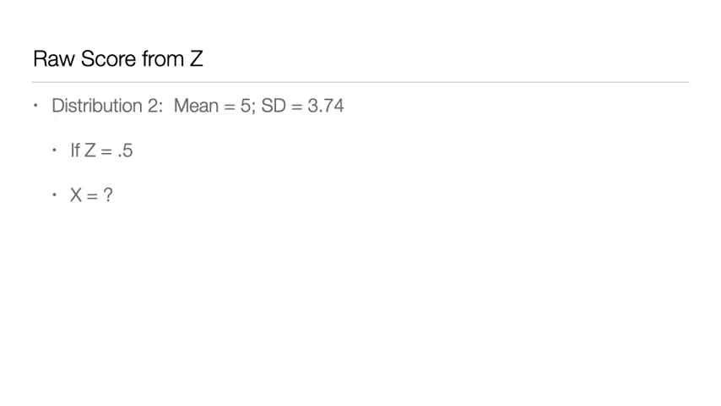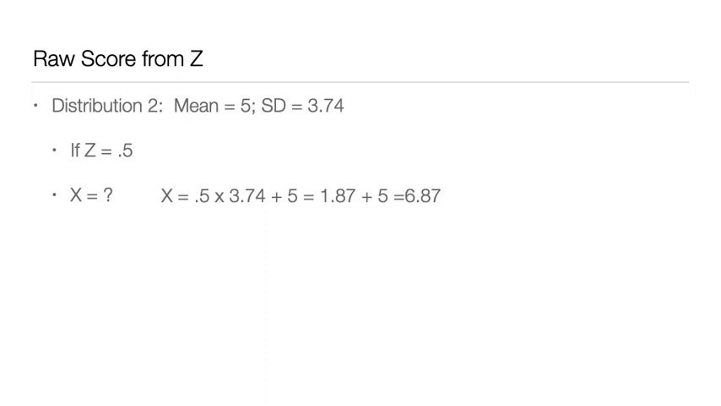We can do that for another example with a mean of 5 and a standard deviation of 3.74. Again, what does a z-score of 0.5 look like as a raw score? And again, we can calculate that out. So 0.5 times our 3.74 plus our mean equals 6.87.